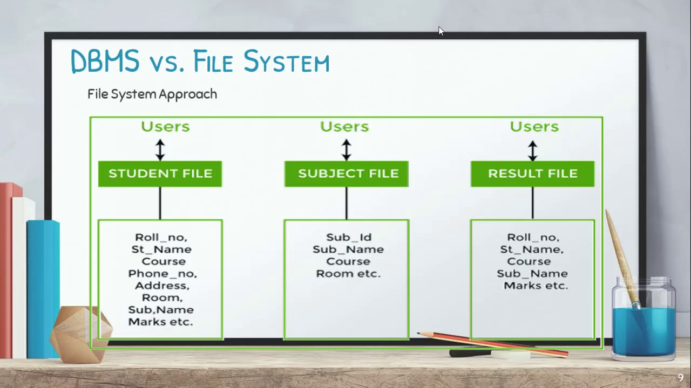DBMS versus file system. File system approach. File-based systems were an early attempt to computerize the manual system. It is also called the traditional approach, in which a decentralized approach was taken, where each department stored and controlled its own data with the help of a data processing specialist.